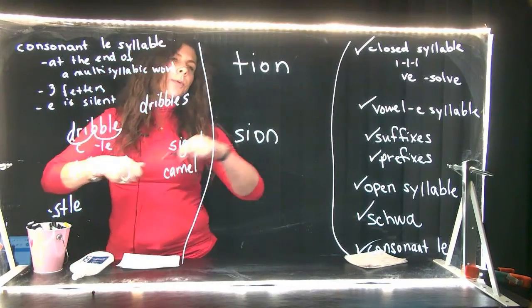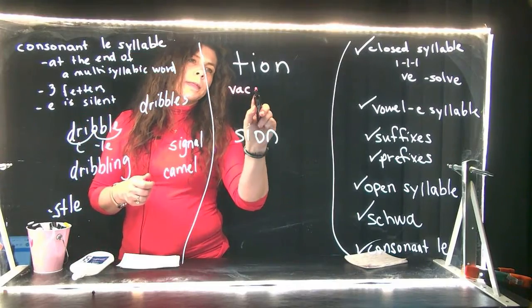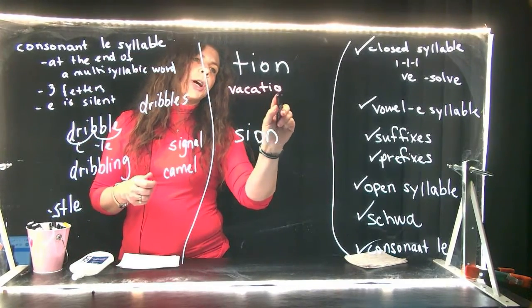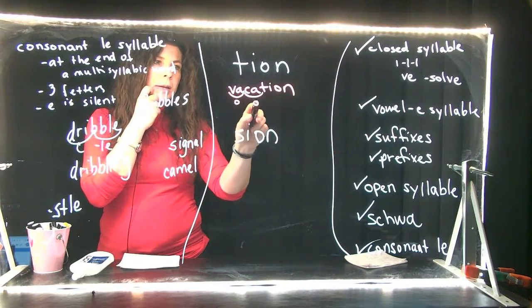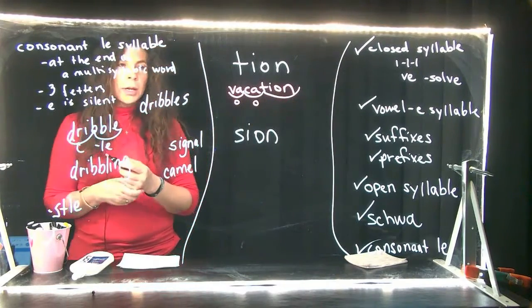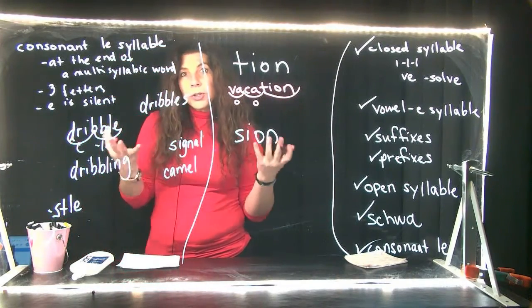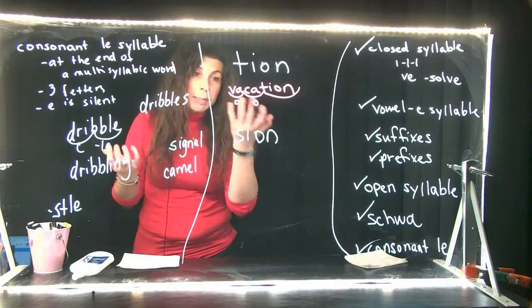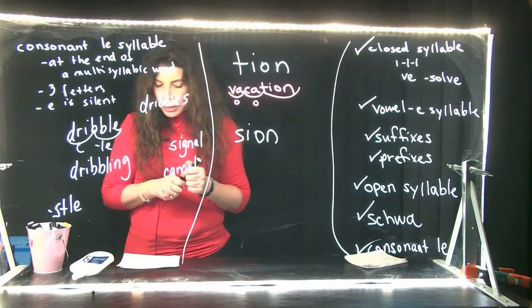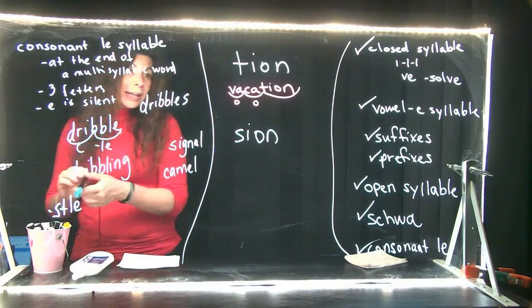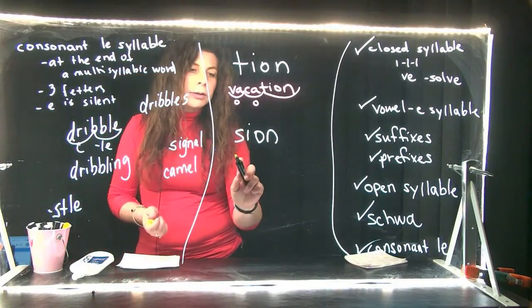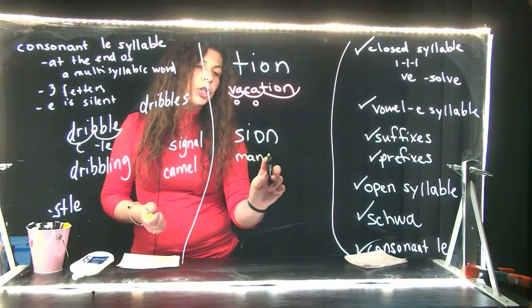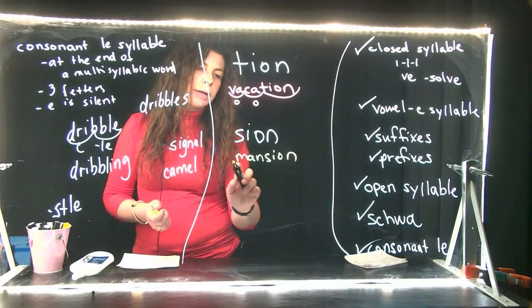So if you have the word vacation, shun. Shun's not a syllable type. It's just letters that you have to memorize that make that sound. It can also sound like a shun, like in the word mansion. A lot of you with your area houses are building mansions, right? Mansion.